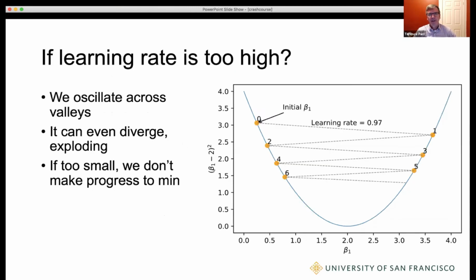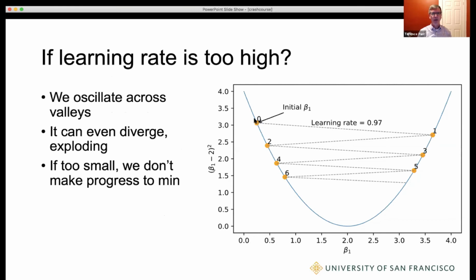Now, if the learning rate is not small enough, we might run into a situation like this. Let's say we have to pick some initial parameter. Remember, I told you we randomly initialize the parameters in our model. But anyway, so we start with an initial value, and I'm going to go downhill.